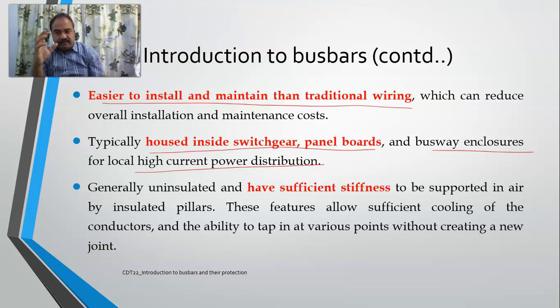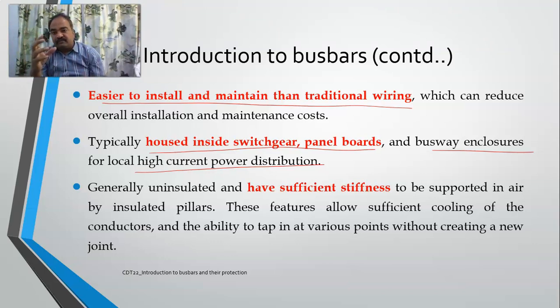So normally these bus bars are uninsulated, but nowadays insulated bus bars are also coming. Just from a presentation point of view, to have some RYB differentiation or neutral differentiation, they are providing insulation. But normally they are uninsulated and they have sufficient stiffness, because sometimes you can have them up to 1 meter length also.